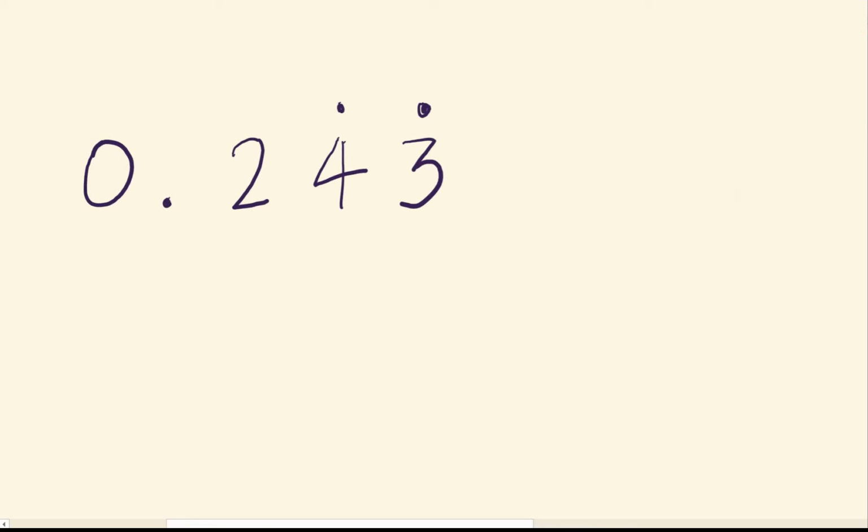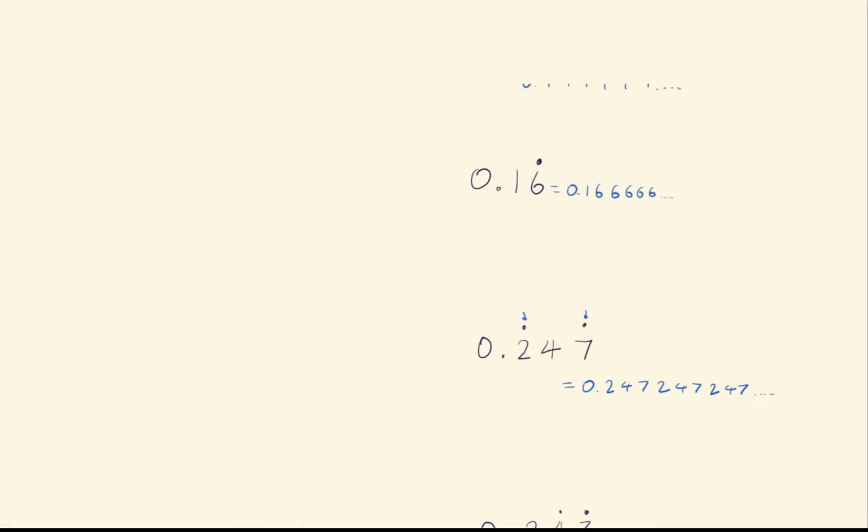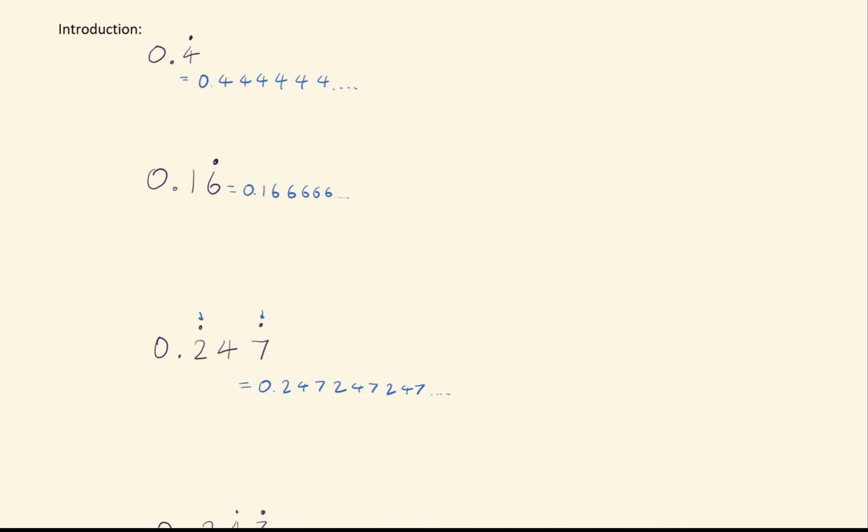Lastly, we mix this a bit. If the dots are just above these two numbers, that means only these numbers are going to repeat. So here this will be 0.2, and then it's 43, 43, 43, 43. So first things first, make sure you're okay with how these notations look.